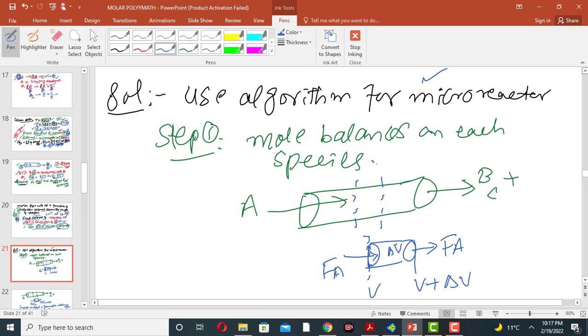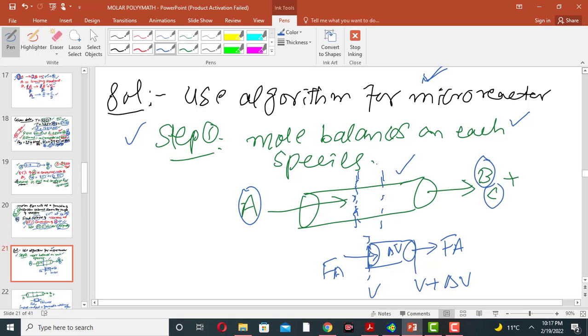In the previous lecture we also discussed this algorithm, but in this lecture we will also discuss the algorithm for a microreactor. So first step: mole balance on each species. So write a mole balance on each species. There are 3 species, A, B and C. These are in a plug flow reactor with volume V.